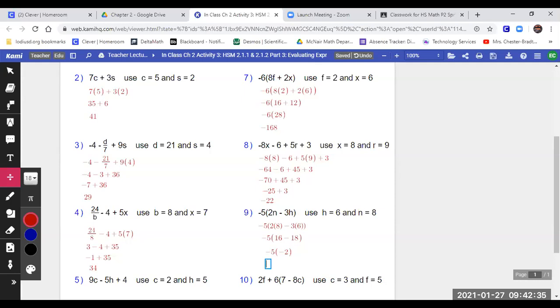Now, who knows? What does negative times negative make? Am I going to have a positive answer or a negative answer if I go negative times negative? I'm going to have a positive answer. Anytime you're multiplying and both numbers have the same sign, either both positive or both negative, that makes a positive number. Anytime you're multiplying or dividing and there's one of each, negative is your answer. So this is a positive 10 because negative times negative will make a positive.